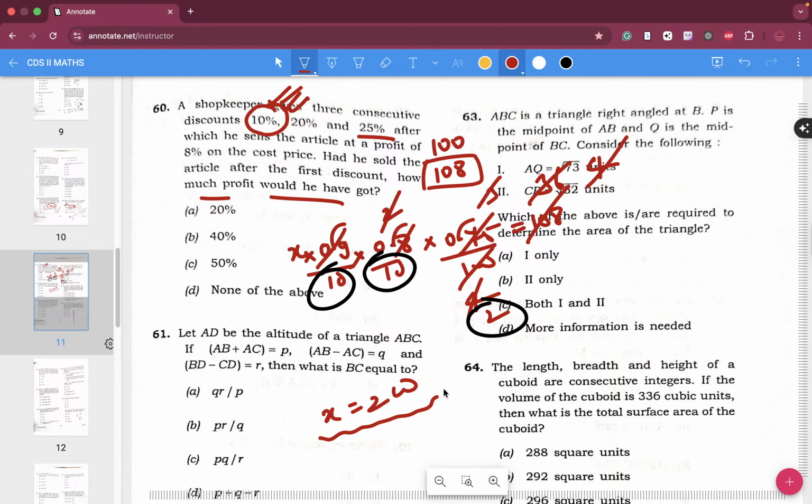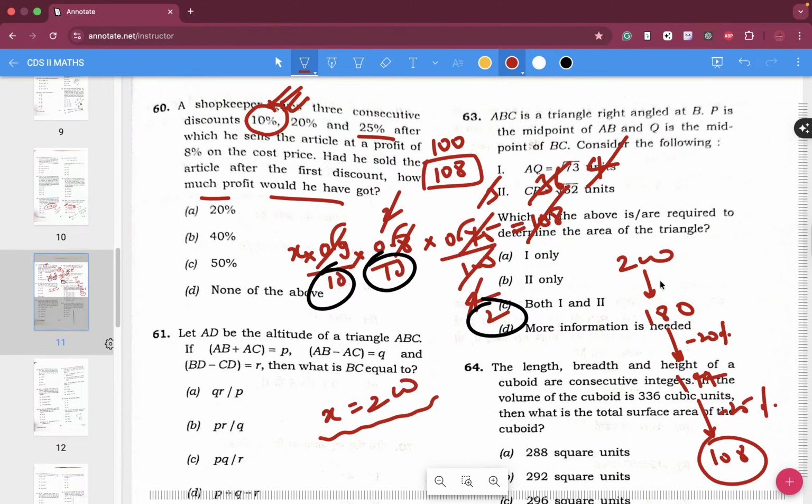Then first you gave the discount of 10%. When you gave the discount of 10%, it came down to 180. When you gave minus 20%, which means 36, 180 minus 40 is 144. Then again you do minus 25%, which means 72 minus 36, which is 108. So the marked price is 200 for sure.